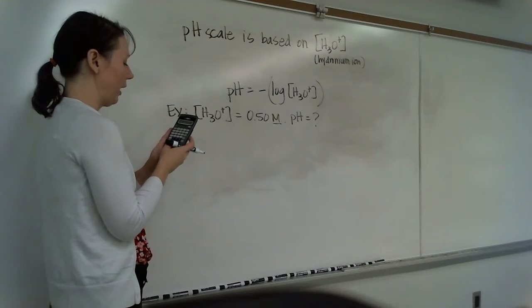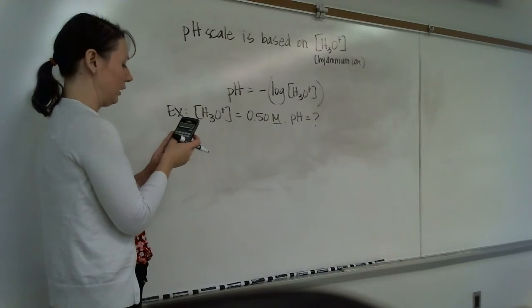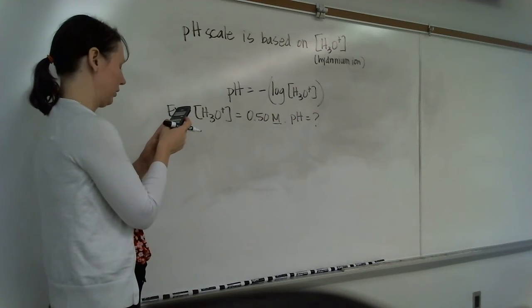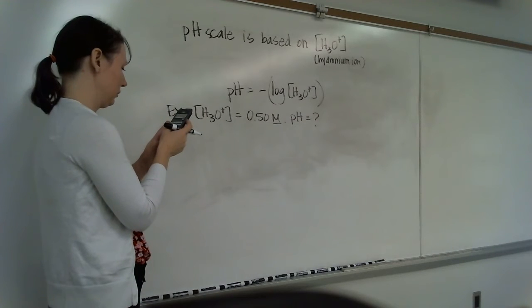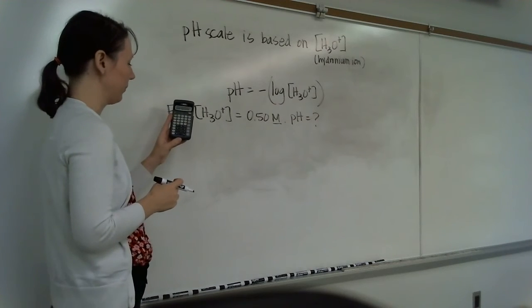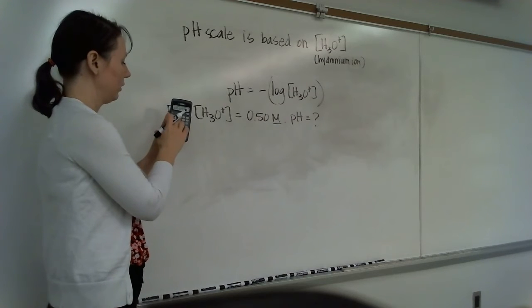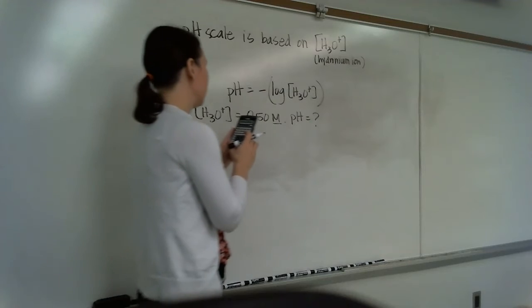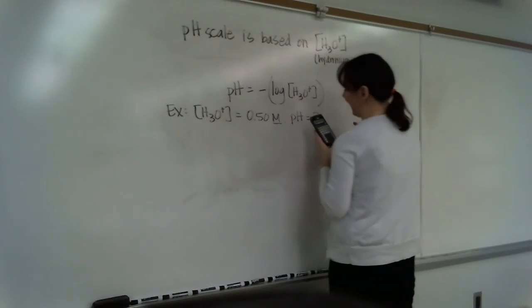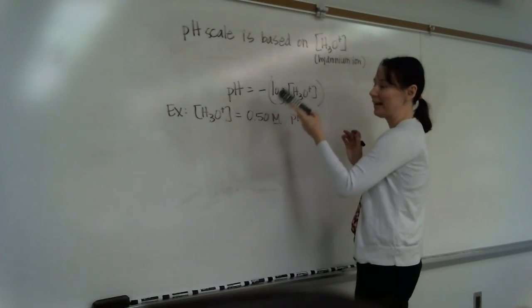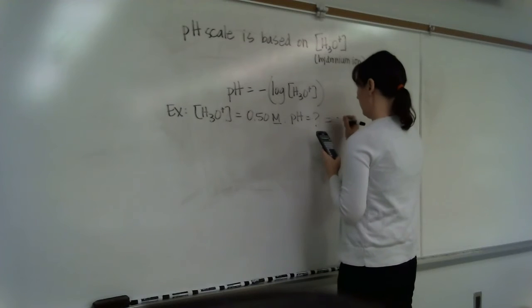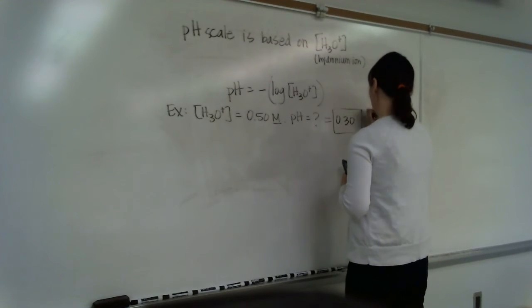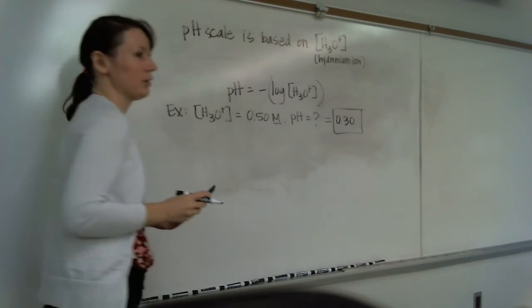On my calculator, I would say 0.5 and then hit log, which is, where's my log button? There you go, at the top. Don't hit ln, that's natural log. Just hit log. I actually got negative 0.30, but when you take the negative of a negative, you get positive. So I got 0.30. pH is unitless. Did you get the same answer I got?